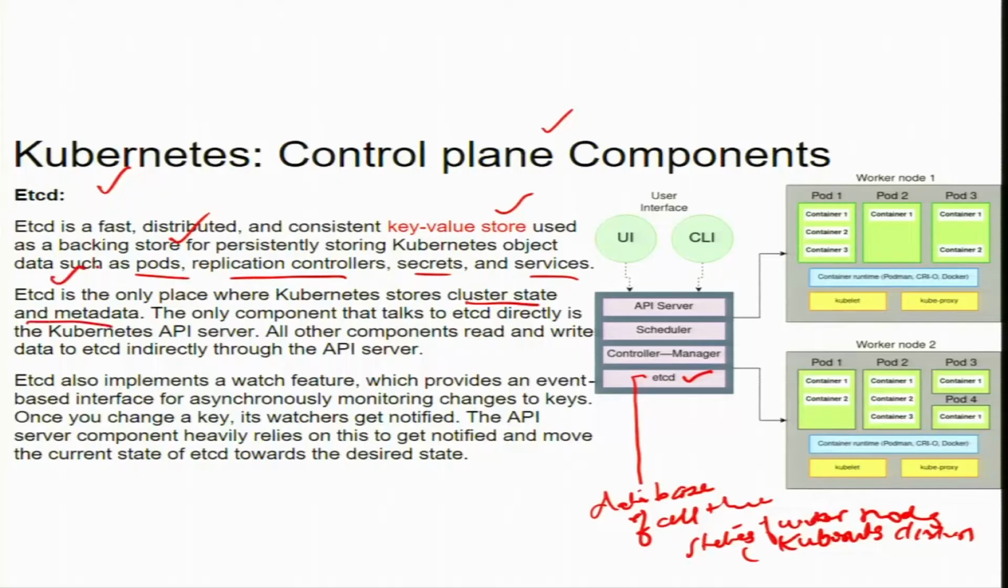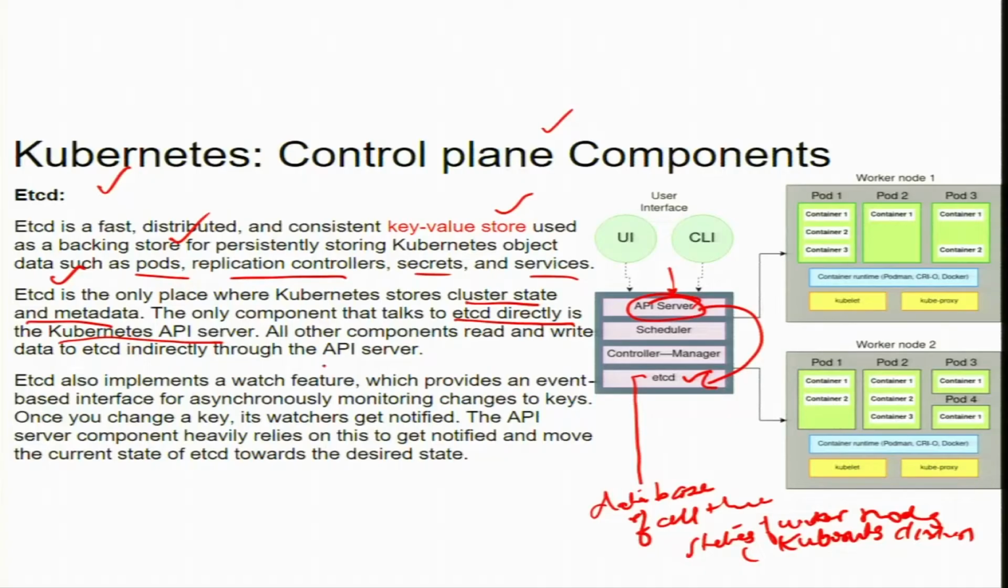This is one of the most important components of Kubernetes, which runs in the control plane. The only component that talks to etcd directly is the Kubernetes API server. All other components read and write data to etcd indirectly through the API server. So they have to connect to the API server, and through that they can access etcd.